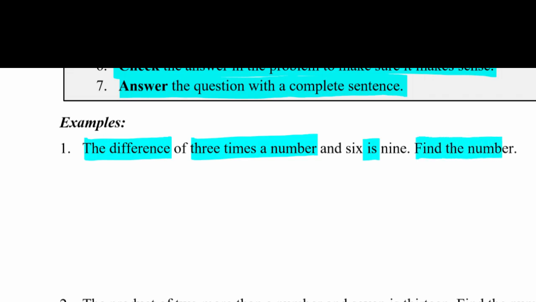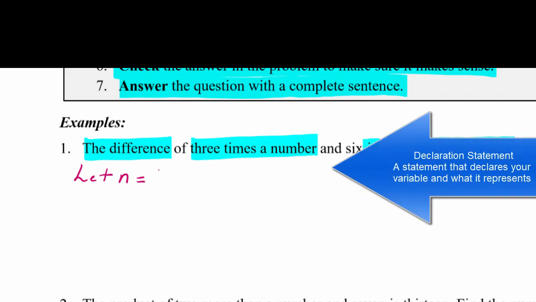So identify what we're looking for. So what are we looking for? We're looking for a number, aren't we? And so we need to declare our variable. We need to choose a variable that's going to represent what we're looking for, which is this mysterious number, right? And so let's use a variable. How about n? So this is what I call the declaration statement, where you're going to write let n equal the number.